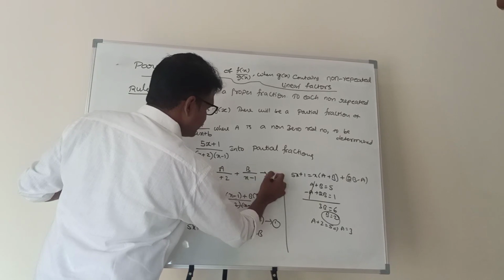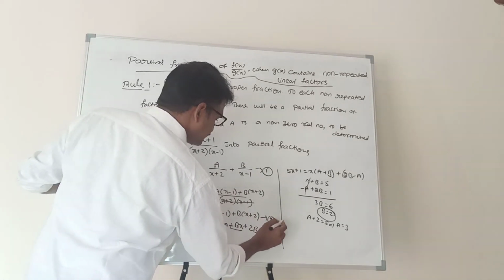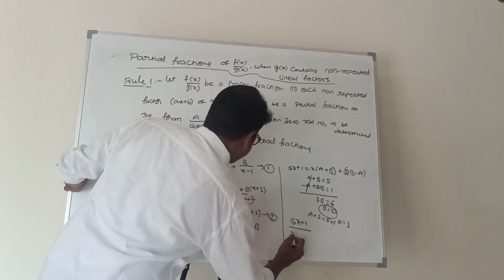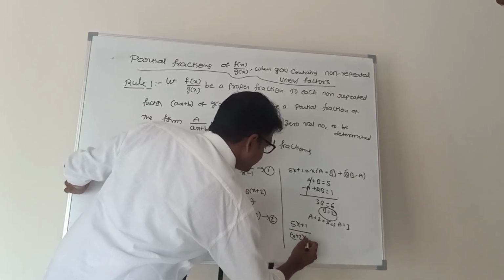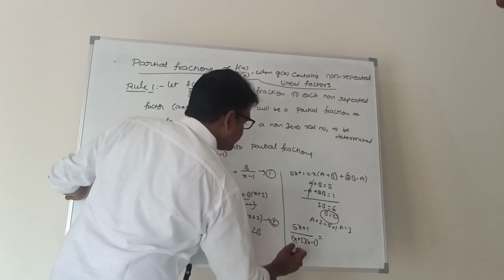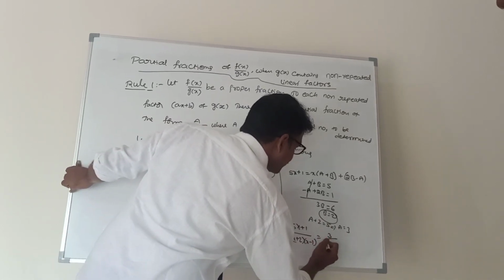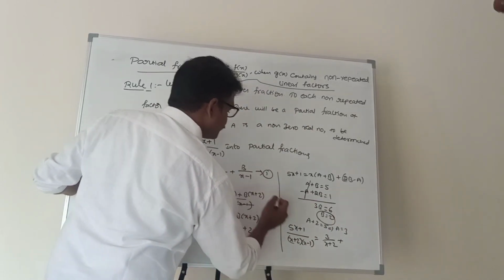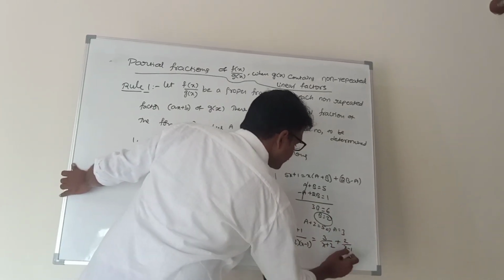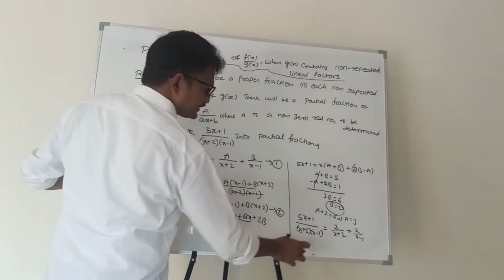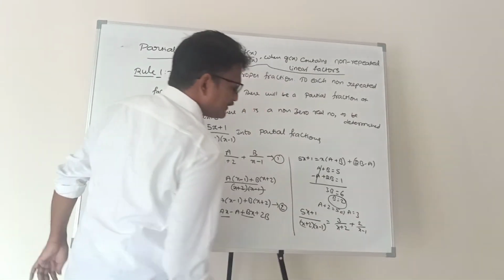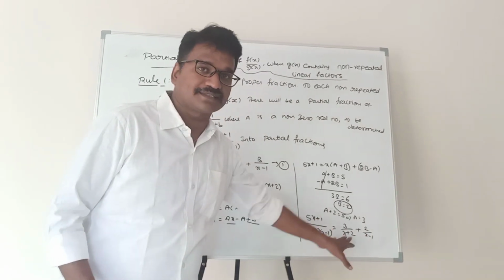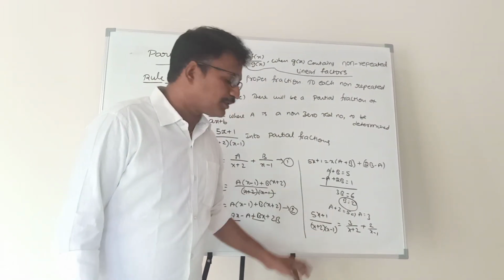Let this be equation number 1 and this be equation number 2. If you substitute, 5x plus 1 by (x plus 2)(x minus 1) is equal to A by x plus 2, that means 3 by x plus 2, plus B by x minus 1, that means 2 by x minus 1. So for this proper fraction, these two are called partial fractions. 3 by x plus 2 and 2 by x minus 1 are called the partial fractions of this proper fraction.